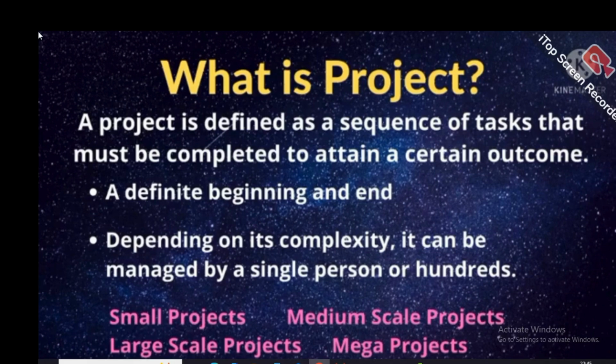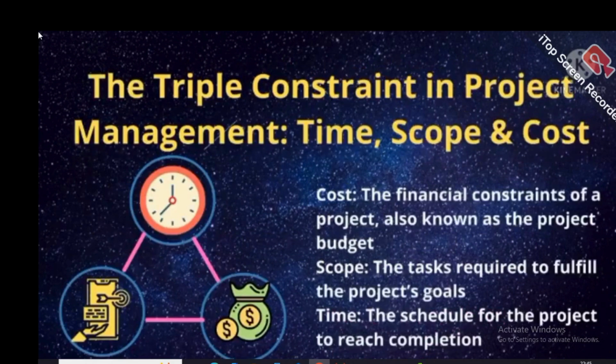I'll make it very simple. There are three elements: time, scope and cost. These are called the triple constraints in project management. Cost is basically the financial constraint of a project, also known as the project budget. Scope is the tasks required to fulfill the project's goal. And time is the schedule for the project to reach completion.